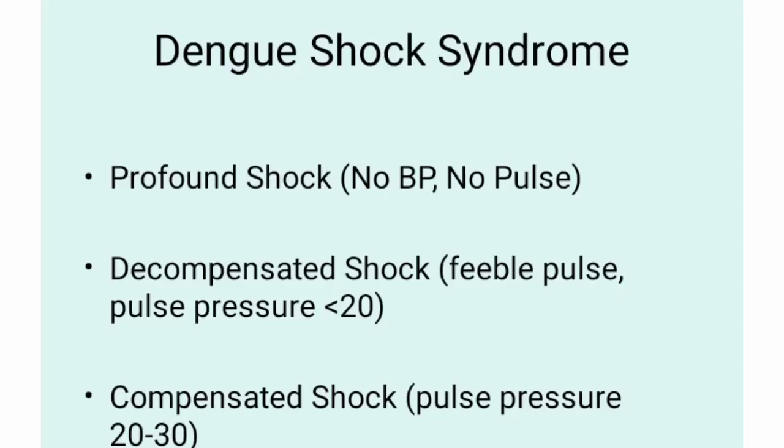The next stage of dengue fever is dengue shock syndrome. In that, it can be compensated shock, decompensated shock, or profound shock. In profound shock, there is no BP, no pulse. In decompensated shock, there are feeble pulses and pulse pressure is less than 20 millimeter of mercury. In compensated shock, pulse pressure is more than 20, but less than 30, so 20 to 30 millimeter of mercury. So no pulse, no blood pressure, it is profound shock. Compensated shock, pulse pressure more than 20 and up to 30, and decompensated shock is pulse pressure less than 20 millimeter of mercury.